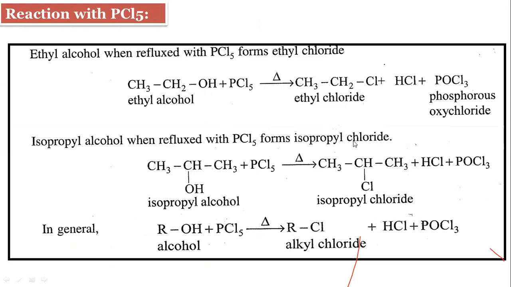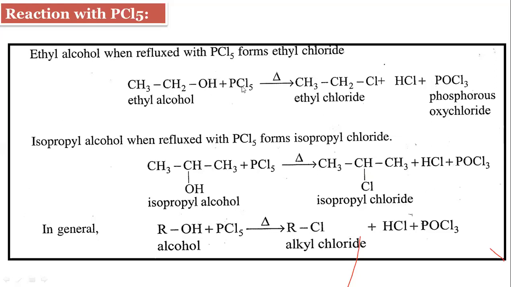Now the reaction with phosphorus pentachloride, PCl5. Ethyl alcohol when reacted with PCl5 forms ethyl chloride. See, in the last example, for PCl3, we are using 3 molecules of ethyl alcohol. In this, we are using only 1 molecule of ethyl alcohol, and see the byproducts here.